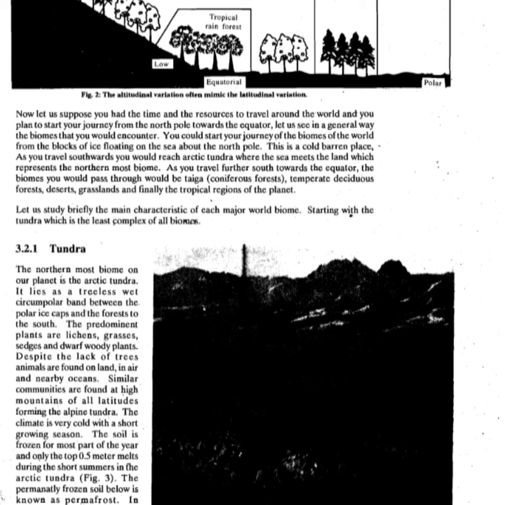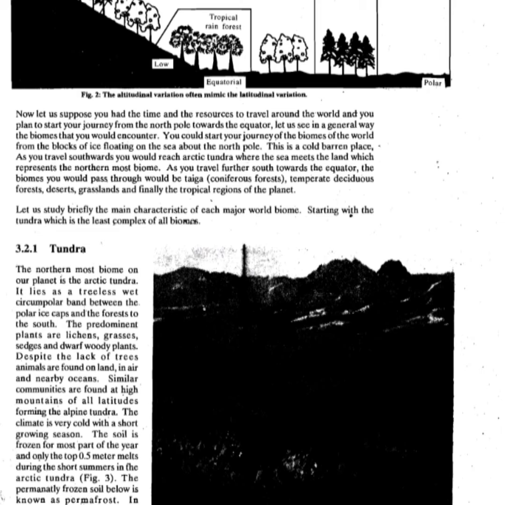You could start your journey of the biomes of the world from the blocks of ice floating on the sea about the North Pole. This is a cold, barren place. As you travel southwards you would reach Arctic tundra where the sea meets the land, which represents the northernmost biome. As you travel further south towards the equator, the biomes you would pass through would be taiga, coniferous forests, temperate deciduous forests, deserts, grasslands, and finally the tropical regions of the planet. Let us study briefly the main characteristics of each major world biome.